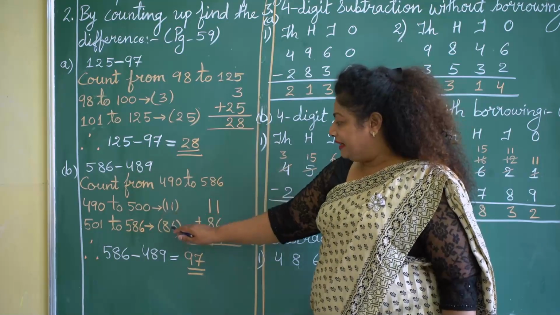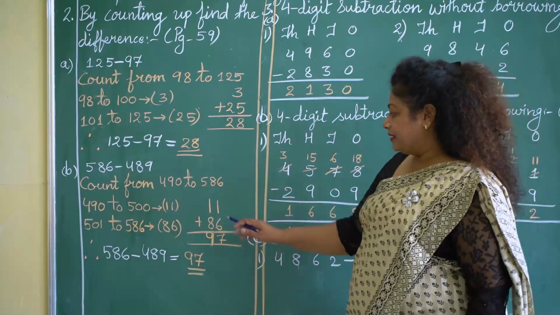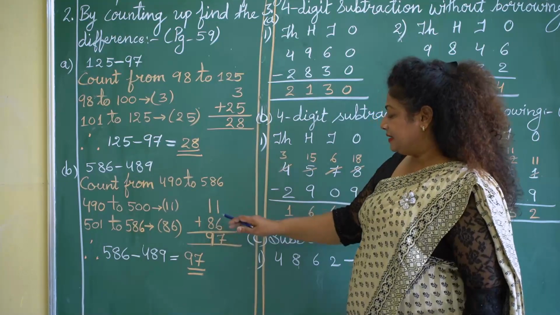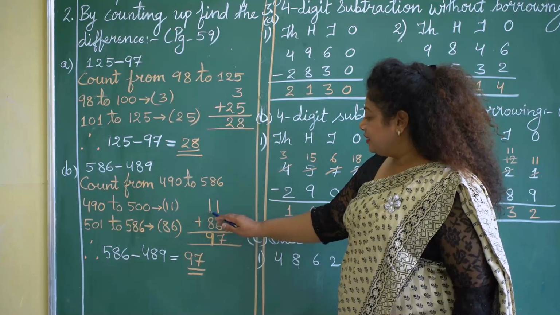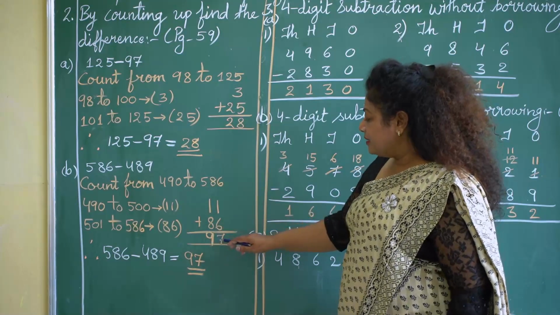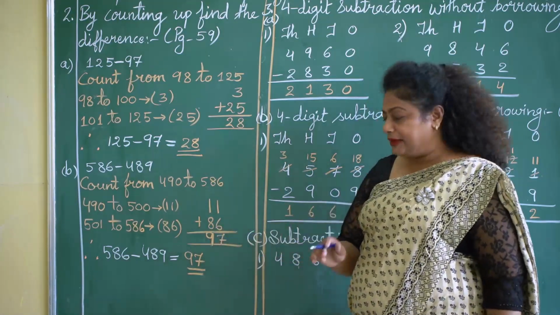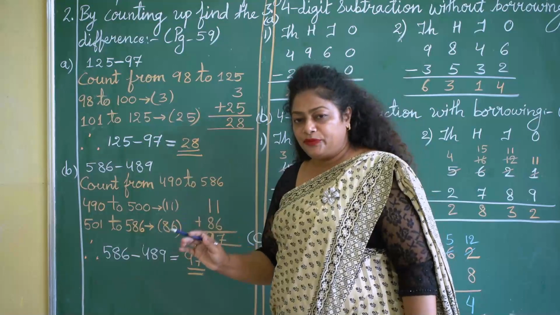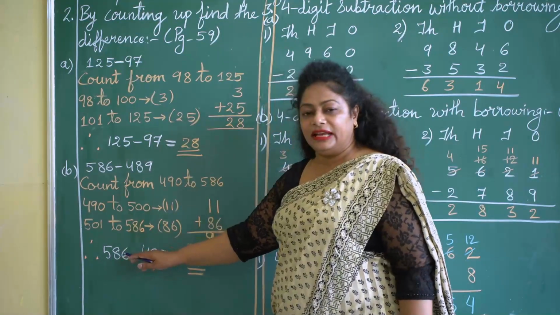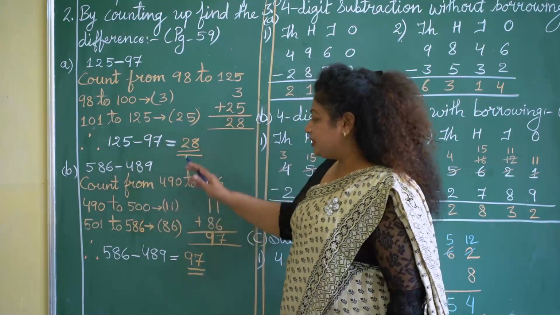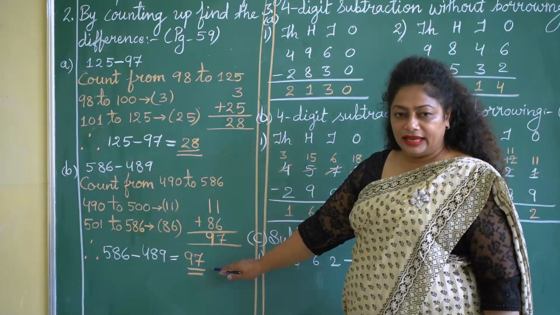Now let us add these two. After adding, see, 11 plus 86. 6 and 1 will give you 7. 8 and 1 will give you 9. So the answer we got is 97. That means if we subtract 489 from 586, from this process we got the answer 97.